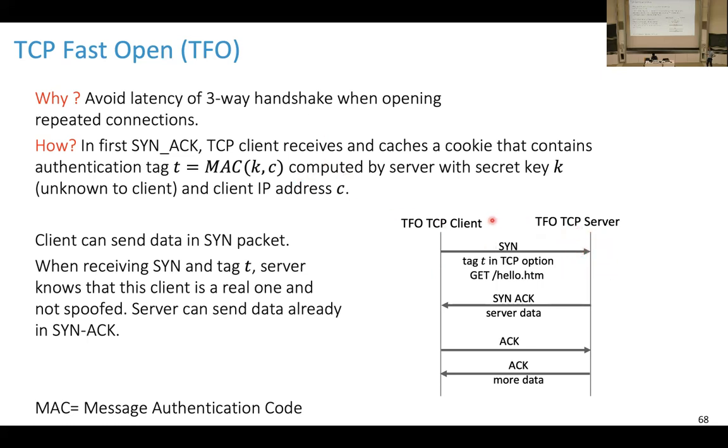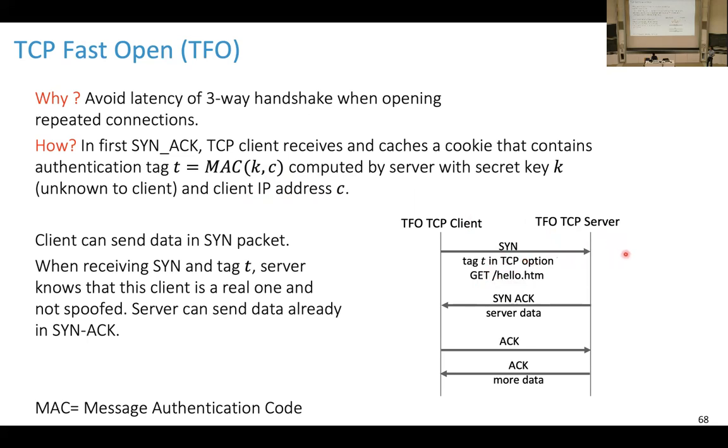The idea here is that during the first TCP three-way handshake, the server will compute a specific tag, an authentication tag. This is a hash with a secret key, which is known only by the server, and the client IP address C. So this hash, this authentication tag, will be sent to the client by the server at the first connection, and then the client will store it. And each time it would like to connect to the server, the client will send this tag, and it can also send data.